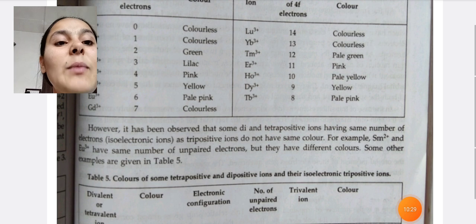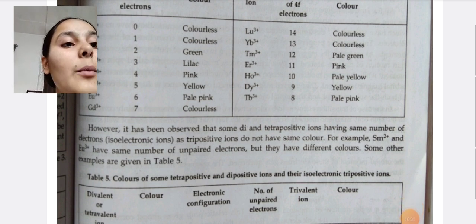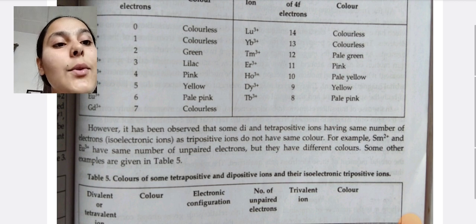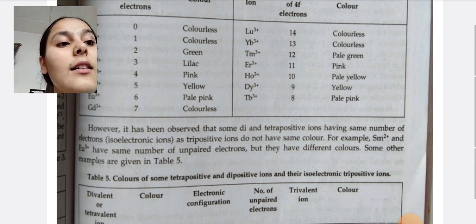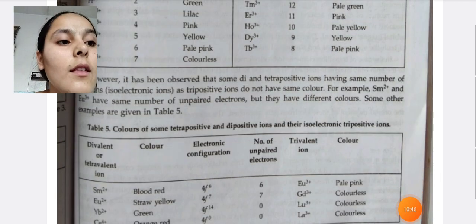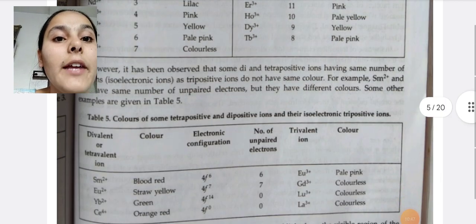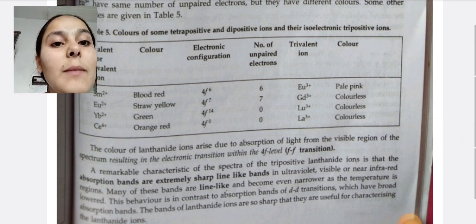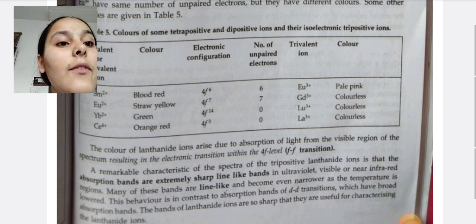However, it has been observed that some di- and tetrapositive ions having the same number of electrons as tripositive ions do not have the same color. Sm2+ and Eu3+ have the same number of unpaired electrons but they have different colors. Some other examples are given in table 5. The color of the lanthanide ions arises due to absorption of light from the visible region of the spectrum, resulting in electronic transition within the 4f level, the f-f transition.